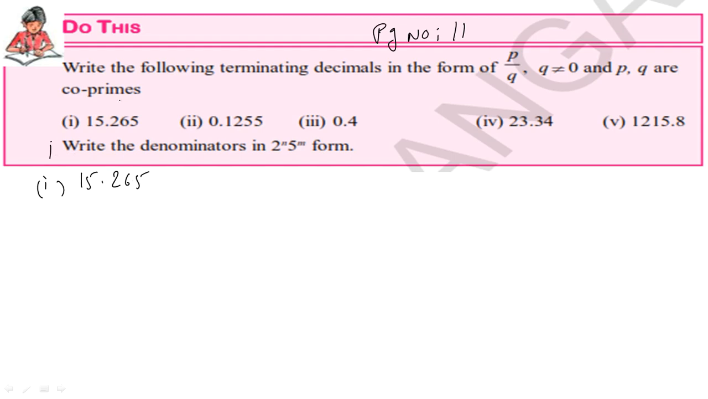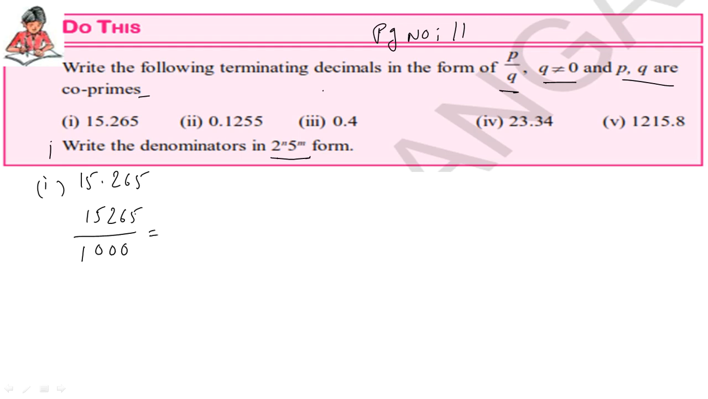15.265. So what is the question given? Write the following terminating decimals in the form of p by q, where q should not be equal to 0, and p, q are co-primes. Write the denominators in the form of 2 power n into 5 power m. So I will write it as 15.265. After how many digits is there a point? 3 digits. So I'll put down 3 zeros.